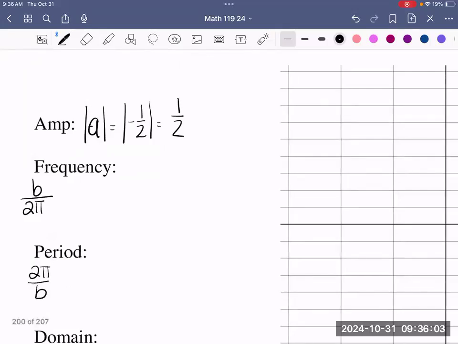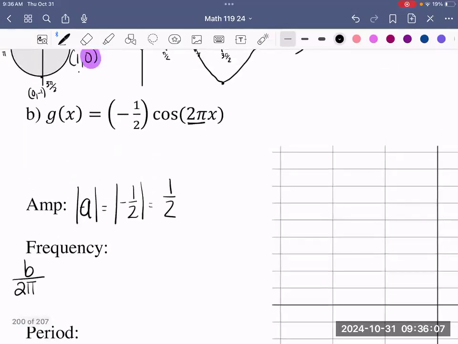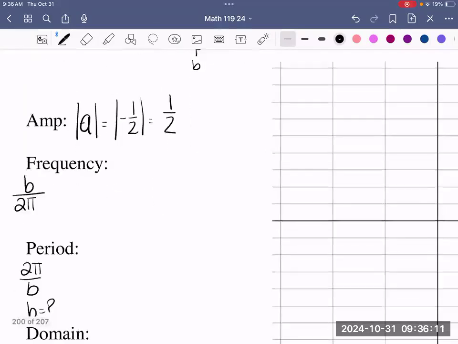So then what is B? Well, B is found right next to your x value. So B is 2 pi here. So if B is 2 pi, we have 2 pi over 2 pi, which is equal to 1. So your period is 1. Your frequency, therefore, is also 1, or 2 pi over 2 pi.